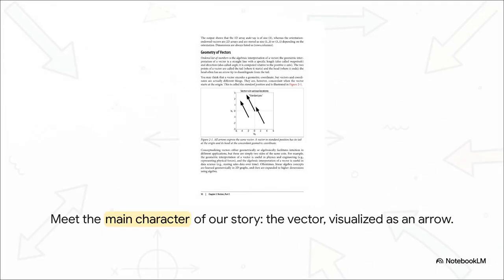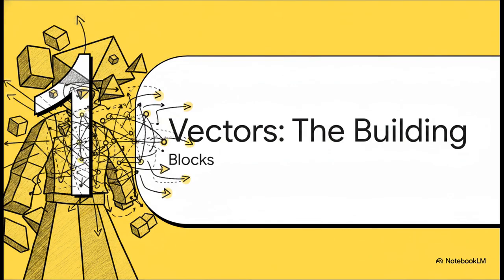And here's our main character, looking exactly how we expect it to, as an arrow. This is its geometric side. It's got a length, we call that its magnitude, and it's pointing in a certain direction. But underneath this arrow costume, it has a totally different identity. So let's pull back the curtain and see what's really going on. We're going to look past the arrow for a second and see what a vector actually is at its core.